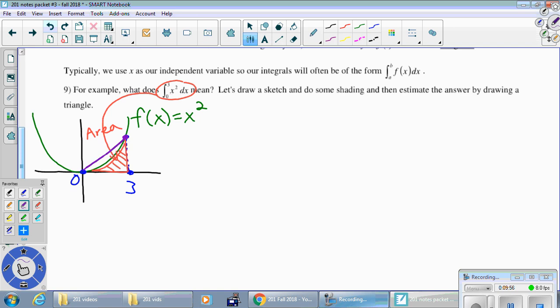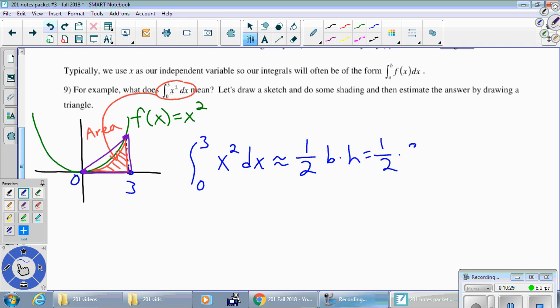So I'm going to connect the dots here, the 0 and the 3. And I'm going to calculate the area of this big triangle here, which includes the red and also includes a little bit of extra stuff. So we're going to overestimate the exact area. So let's practice writing our brand new symbol. Integral from 0 to 3 of x squared dx is approximately equal to the area of that triangle, which is 1/2 base times height.